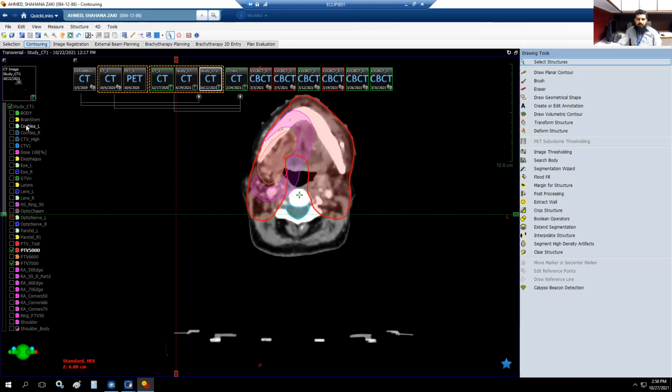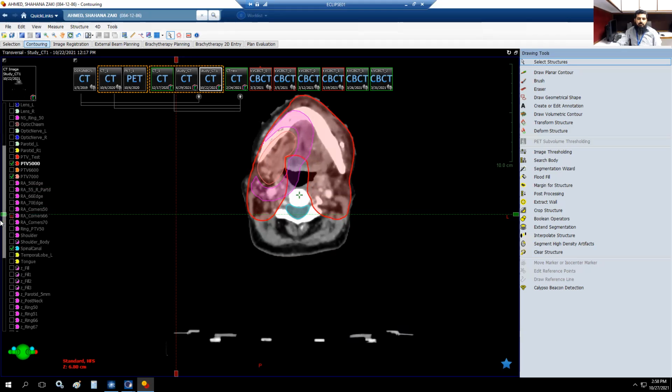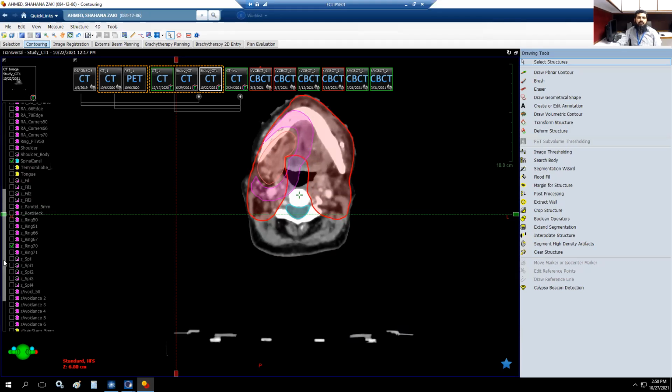There's a list on the left of the screen. You can see this is a list in which these are some of the OARs and PTVs for phase 1, phase 2, and phase 3, which were contoured by the physician. And then later on, there is a long list which was contoured by the medical physicist, termed as a medical physics contour.